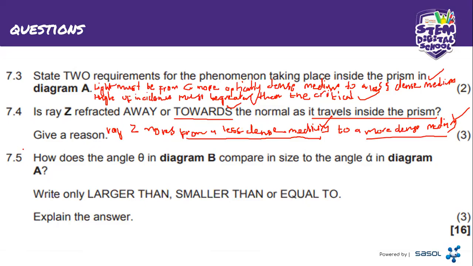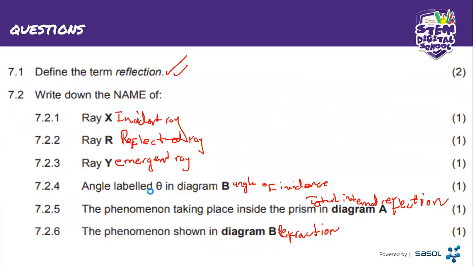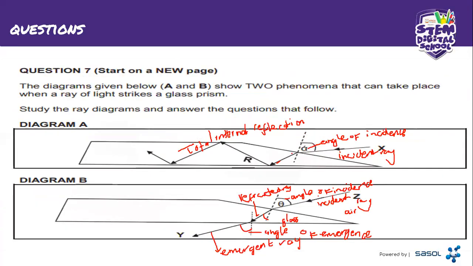Then the last question says, how does the angle theta in diagram B compare in size to the angle alpha, it looks like alpha, in diagram A? Larger than, smaller than, or equal to. So we want to see how theta compares to alpha. Now, alpha is definitely a greater angle altogether, because it is an angle that is causing total internal reflection.